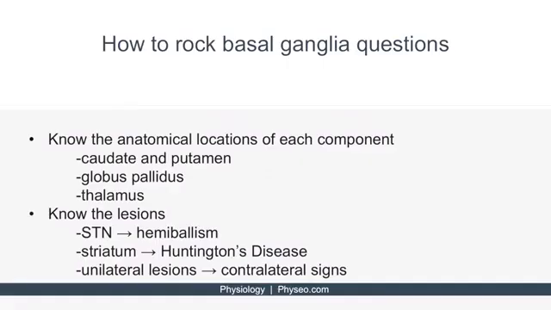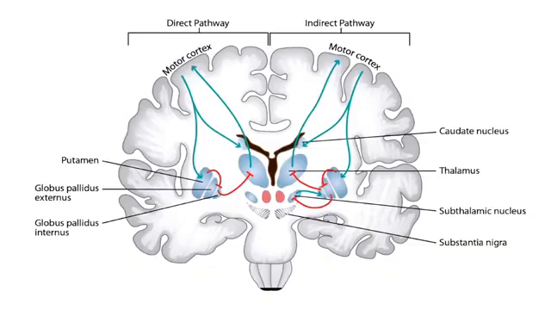So now let's talk about the other portion of rocking your basal ganglia questions, which is knowing the lesions. The first thing you need to know is that damage to the subthalamic nucleus leads to hemiballismus. Next, know that damage to the striatum, or the caudate and putamen, leads to Huntington disease. Also, it's really important to know that unilateral lesions cause contralateral signs, and we'll explain what we mean by all of this.